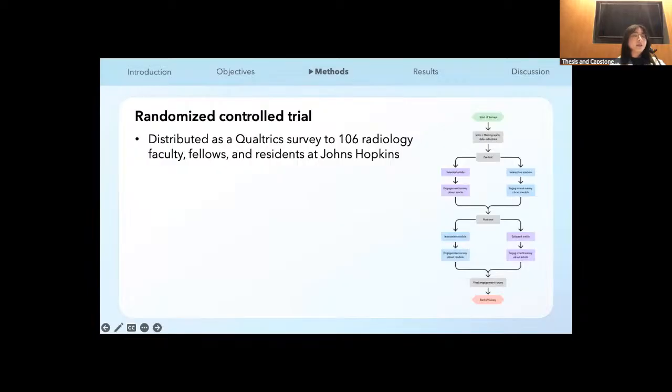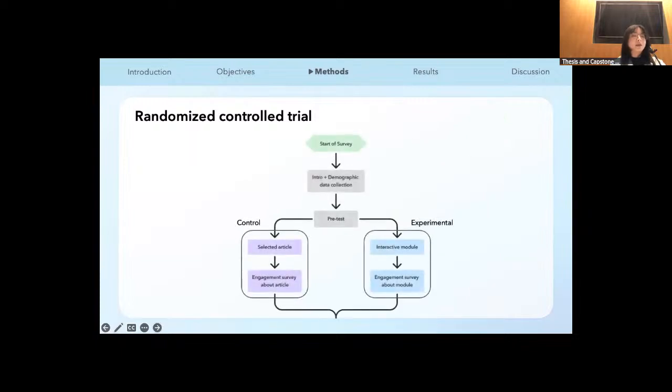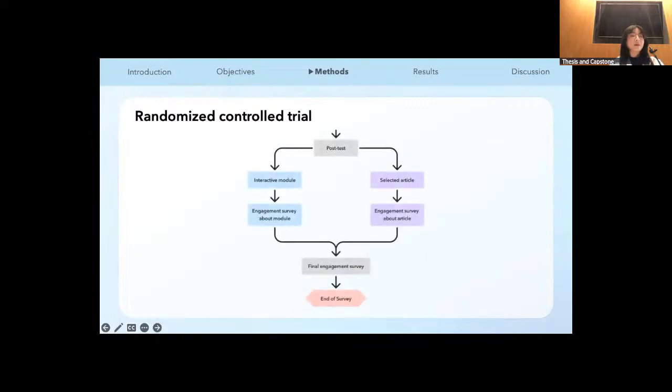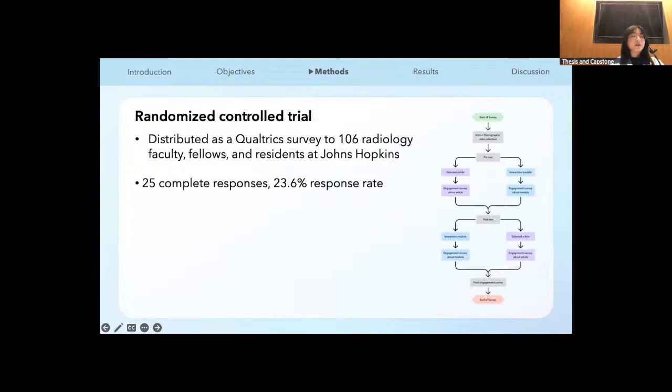After the interactive was completed, I conducted a randomized controlled trial, which was distributed as a Qualtrics survey to 106 radiology faculty, fellows, and residents at Johns Hopkins. All participants completed an introduction and pretest before being sorted into a control or experimental group. The control group read a review article about placental MRI, whereas the experimental group used the module. Both groups would then complete a post-test, which was identical to the pretest, before being presented with the media for the group that they were not sorted into originally. Participants would then complete a final engagement survey about their preference. We received 25 complete responses, yielding a response rate of about 24%.